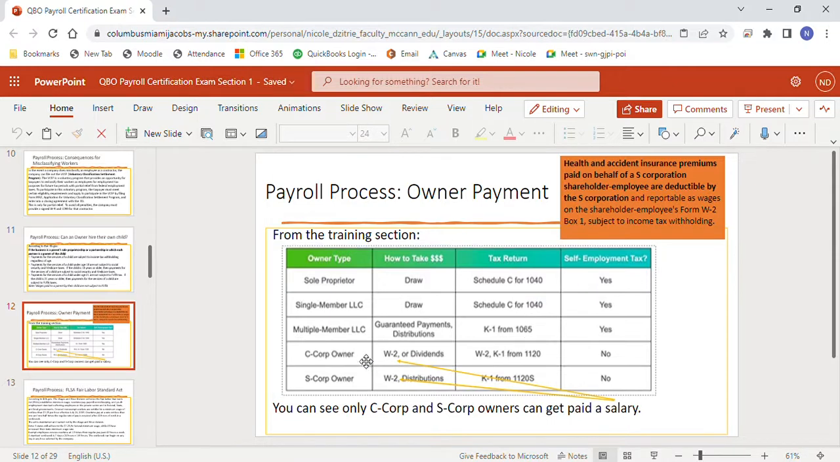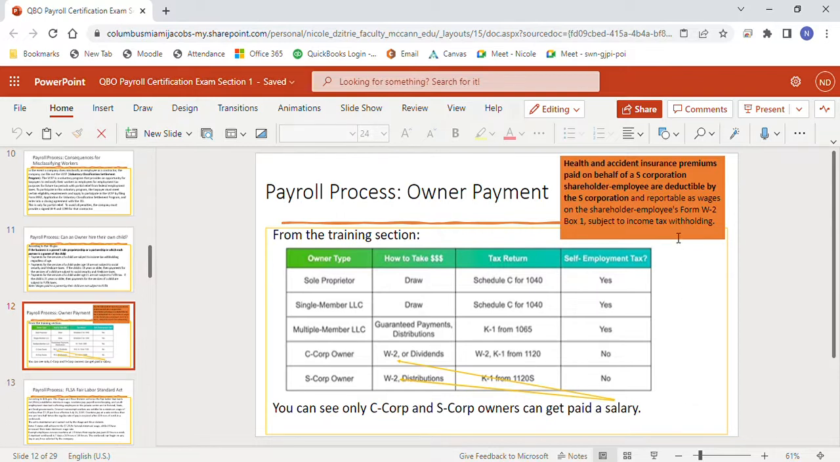Down here, the C Corp and the S Corp, as owners, you are able to be a salaried employee, and so you can get a W-2. And I put over here, you can see C Corp and S Corp owners can get paid a salary. And then here's a note, health and accident insurance. So this is for anyone who works for a C Corp or S Corp as an owner and gets paid a salary and a W-2. This is a note for them.